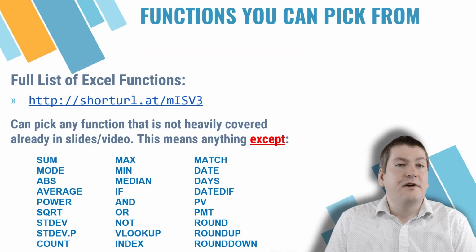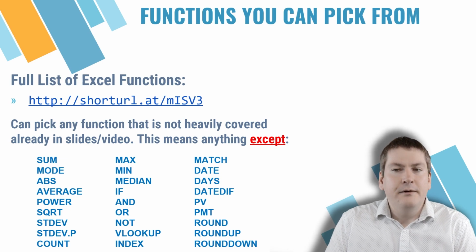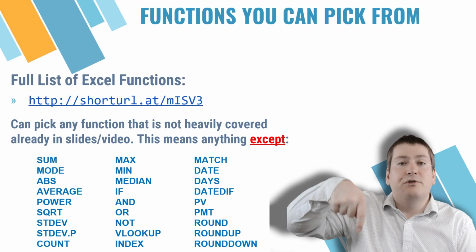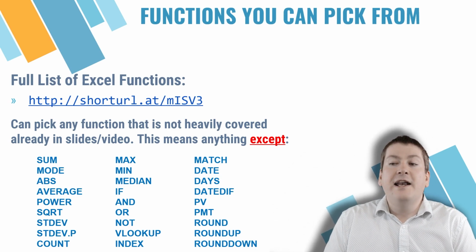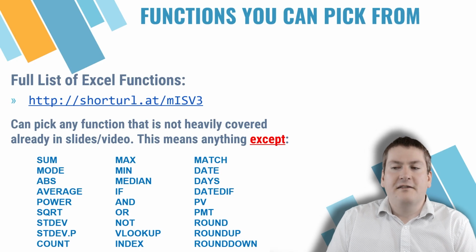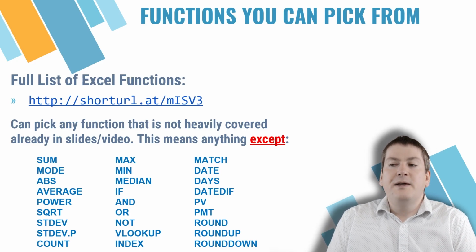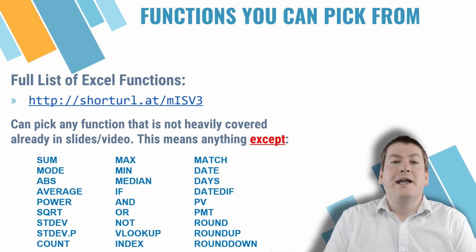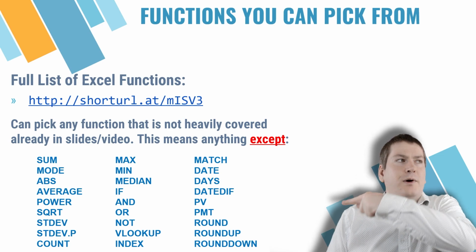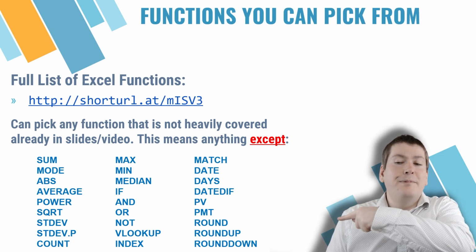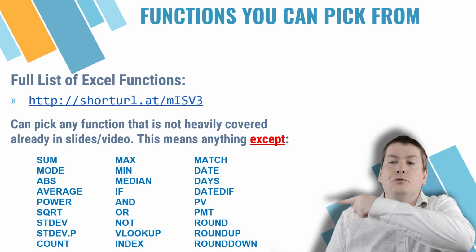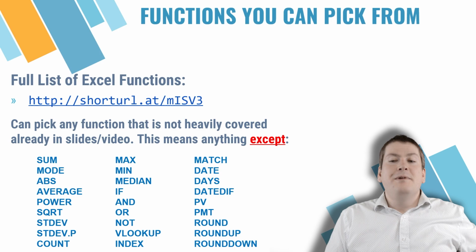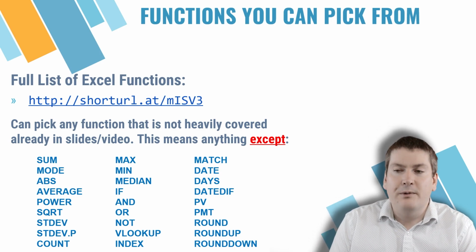There is a full list of Excel functions you can access to make this a bit easier. You can use this link here that's in the slides. I also have it down below in the description of this video. And you can pick any function that's not heavily covered already in the slides and tutorial videos. This means you can pick anything except what I have listed here. To make this as clear as possible, you can pick any Excel function you want, except the ones listed over here. So do not pick any one over here if you want full points for this participation activity. For example, sum is listed over here. That means you cannot pick sum, because we already covered that well in the videos.